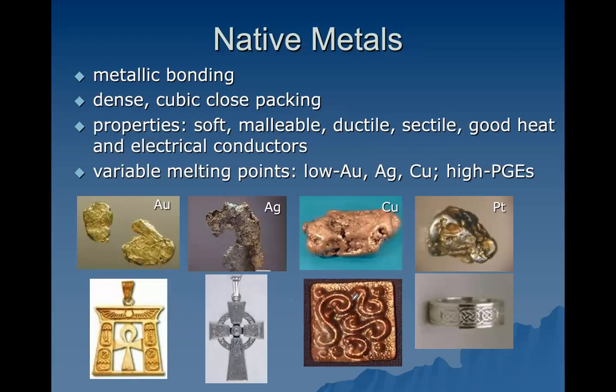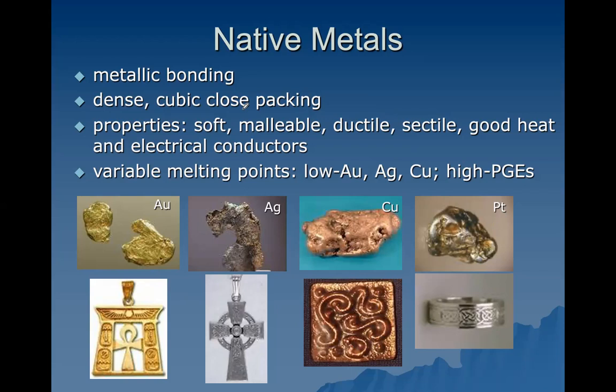Out of that, we can consider native metals, which is considered as the native type of an element. They are characterized by metallic bonding. So being metals, they prefer metallic bonding. And their properties are dense, cubic, close packing of atoms in the mineral lattice. Therefore, they are pretty heavy and robust.